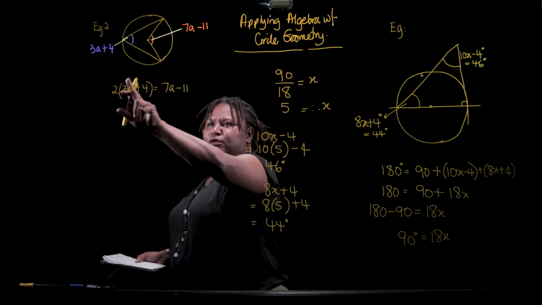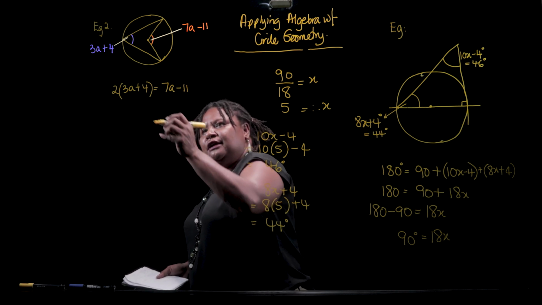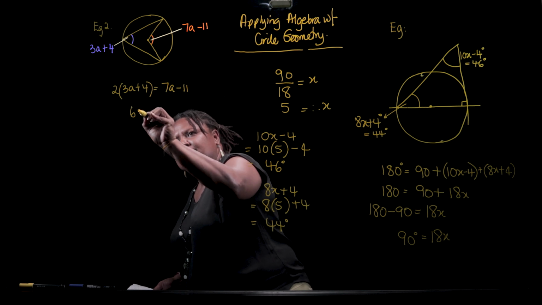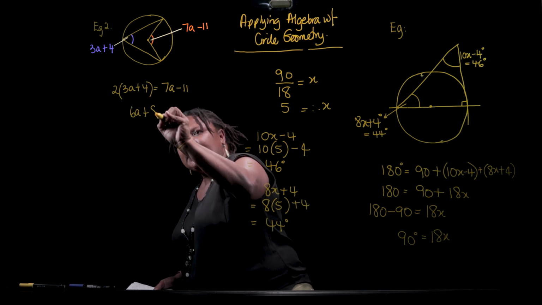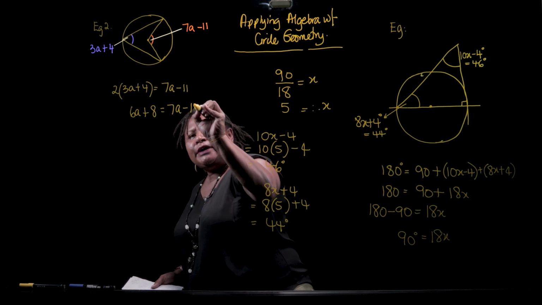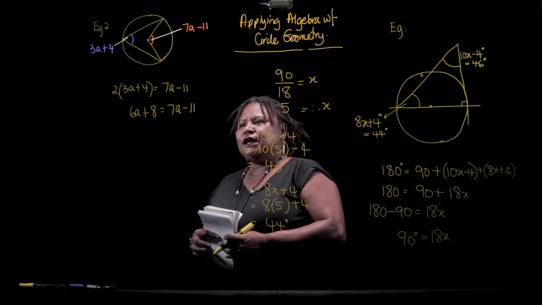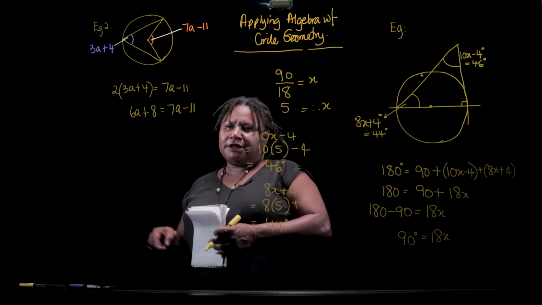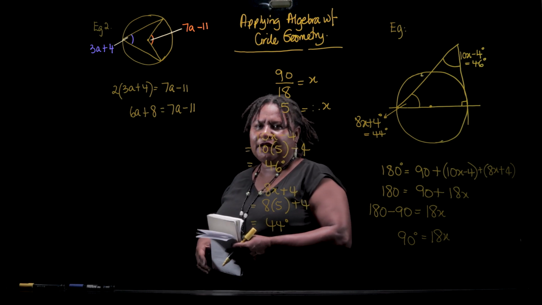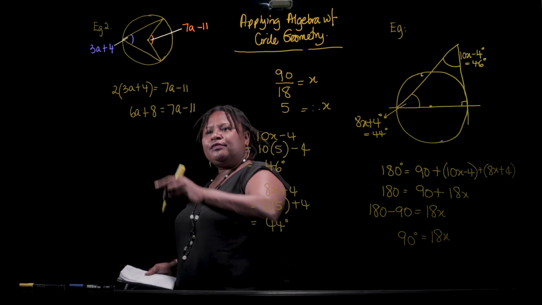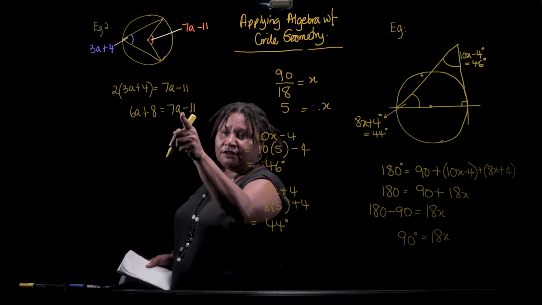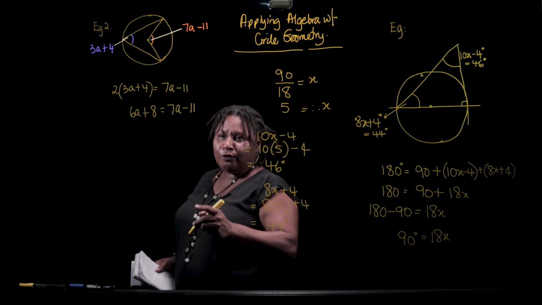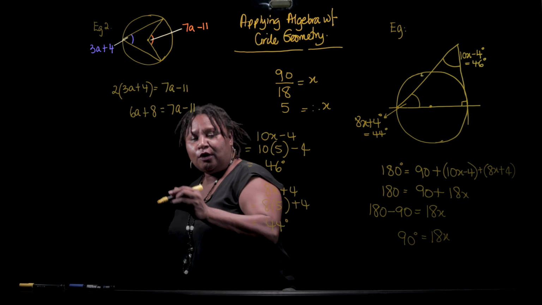We need to remove these brackets so that we can work out the value of a. So 2 times 3a will give us 6a plus 8 equal to 7a minus 11. Now we have pronumerals on both sides, so we need to collect our like terms. Because we are moving them over the equal sign, they become their opposite. Keep in mind, when they go over the equal sign, they become their opposite.